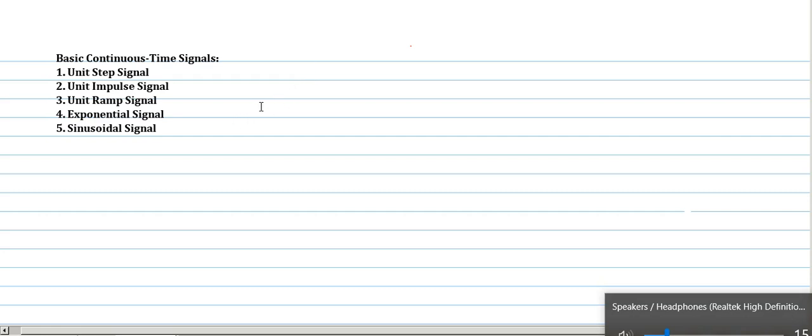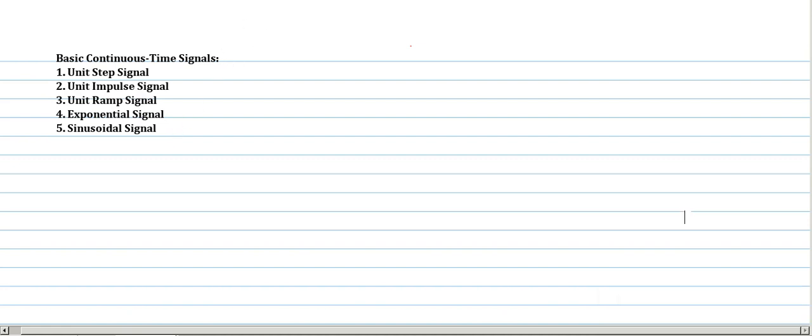Hello, in this video we will see some basic continuous time signals, which are the unit step signal, unit impulse signal, unit ramp signal, exponential signal, and a sinusoidal signal. Okay, so let us start with the first signal, the unit step signal.